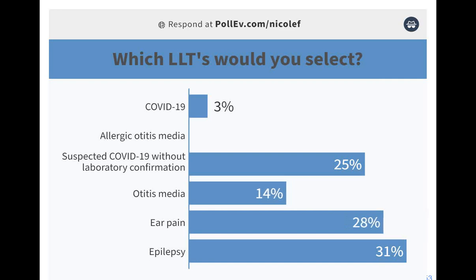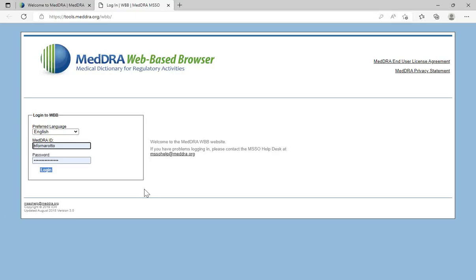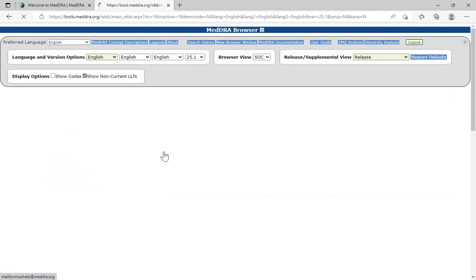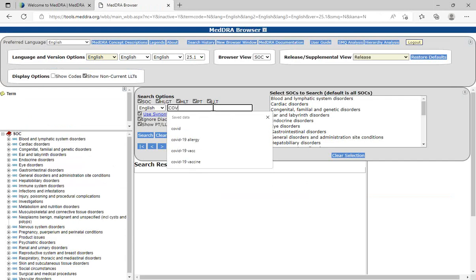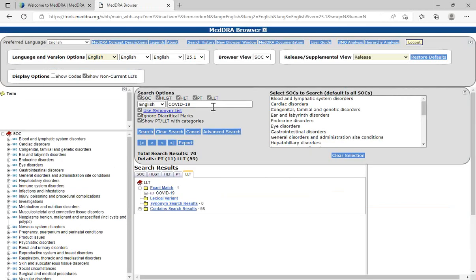Okay, so let's go into the browser just for a little second, and I want to see how people chose both COVID-19 options. I'm going to go to my browser and type in COVID-19, because that was one of my provisional diagnoses. Let me see what's in the MedDRA terminology regarding COVID-19. So there's an exact match LLT of COVID-19. I'm going to open that up. There's a PT COVID-19.